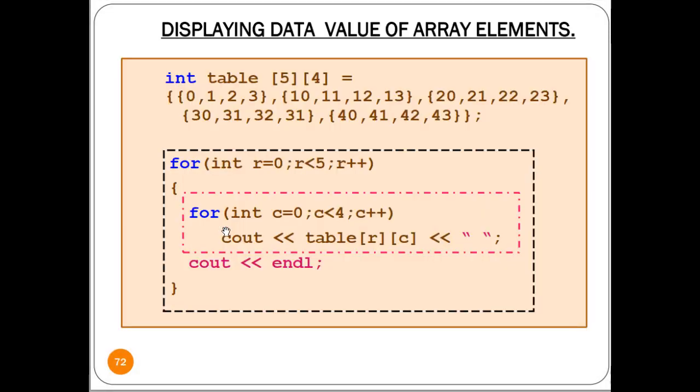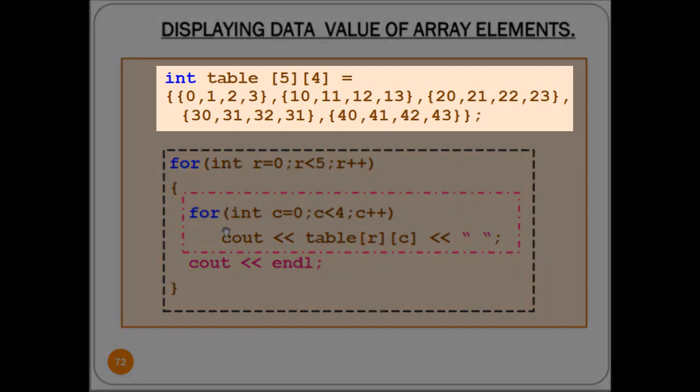So let's look at this example. We have a 2D array named table. Table has the size of 5 rows and 4 columns. So this is an example of printing out a two-dimensional array. If you look at this code, we have a 2D array named table. It has 5 rows and 4 columns, and we initialize it with these values.